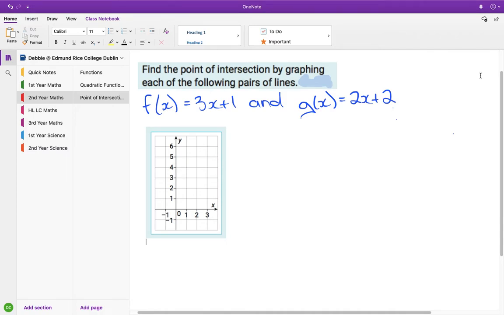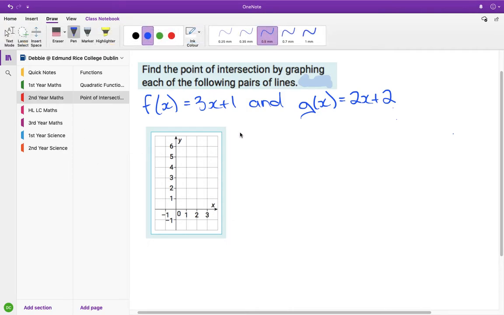Right, so finding a point of intersection by graphing each of the pairs of lines, and then we're going to verify using algebra. So I have two lines here, f of x equals 3x plus 1. Because it's just an x with no power, that makes it linear, so it will be a line. And the same on the other one, g of x equals 2x plus 2. Again, because that's just got an x, that's also going to be a line.